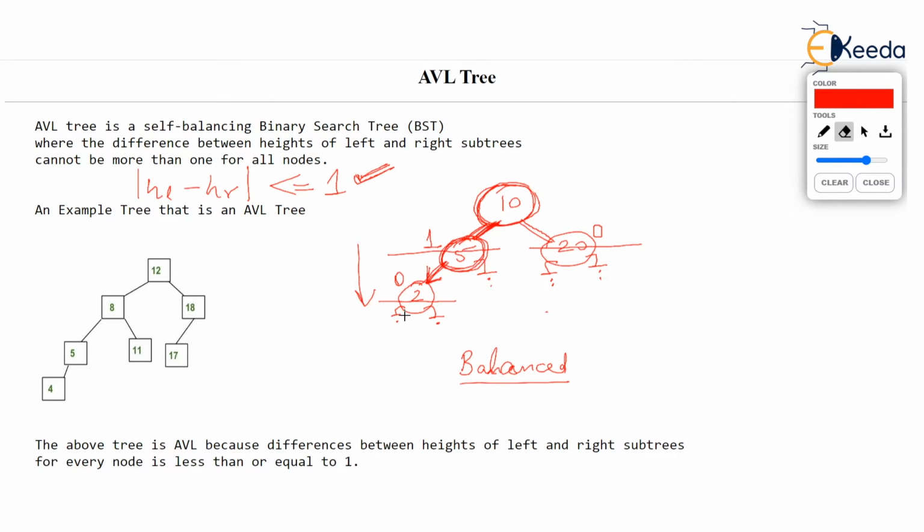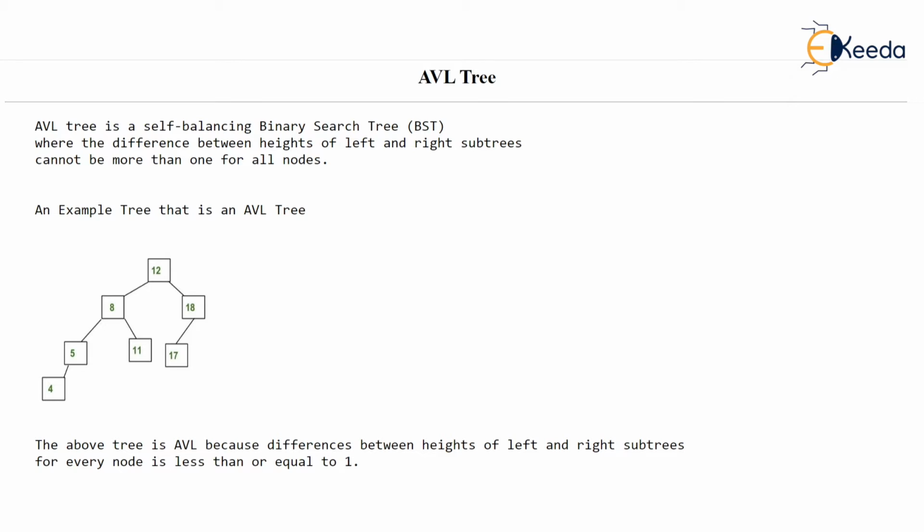So 10 is also obeying the rule, because the difference between their heights is not crossing 1. So all the nodes in this tree are obeying the rule. Hence, the tree is balanced, isn't it? Now, let's take one more very simple example, and you just try to answer, is this tree balanced?